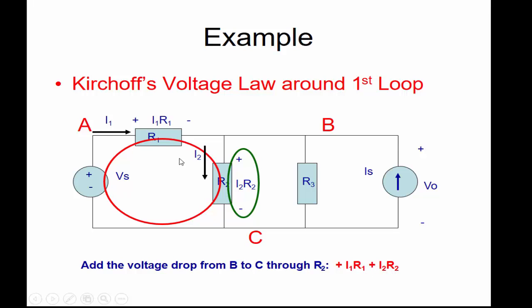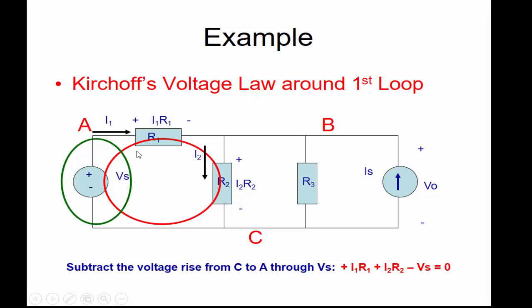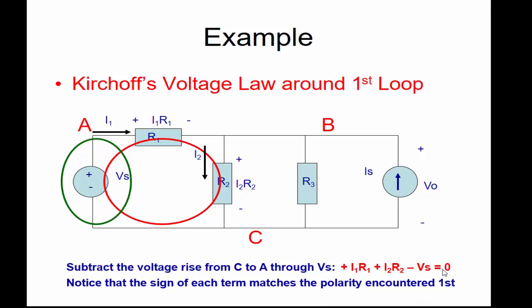Now here, notice that as we travel, we started traveling from here, and as we come through this way and try to enter, we first meet a minus. So therefore it's going to be minus Vs. And since we've traveled around the loop and we've reached A, that could be equated to 0. Notice the sign of each term matches the polarity encountered first.